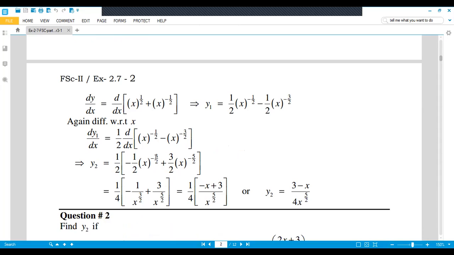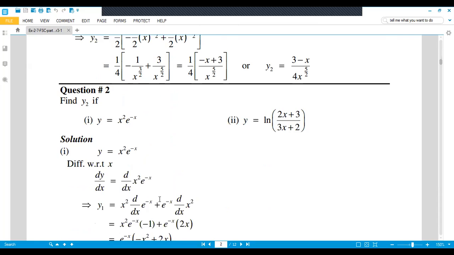Now to make this power positive, 1 over 2 is common again, so you take it out, so it will be 1 over 4. And here to make it positive, 1 divided by x power 3 over 2 plus 3 divided by x power 5 over 2. Now if you take the LCM, you get x power 5 over 2, and in the numerator minus x plus 3. So y2 is 3 minus x divided by 4 into x power 5 over 2.